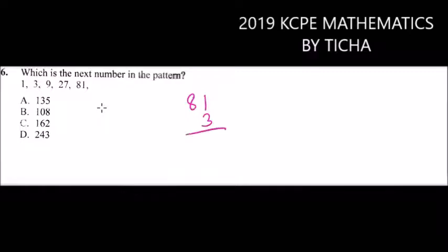You multiply by 3, and that will be 1 times 3 is 3. This is 8 times 3, that will be 24. So it is 243. Very simple. Your answer is D, and you shade that. But the most important thing is to understand the pattern. Once you understand the pattern, then getting the next term or the next two terms becomes very easy.